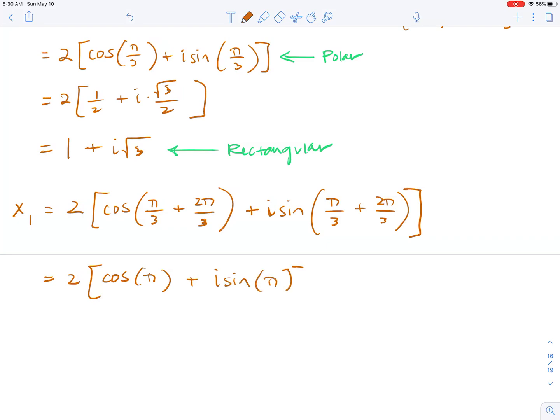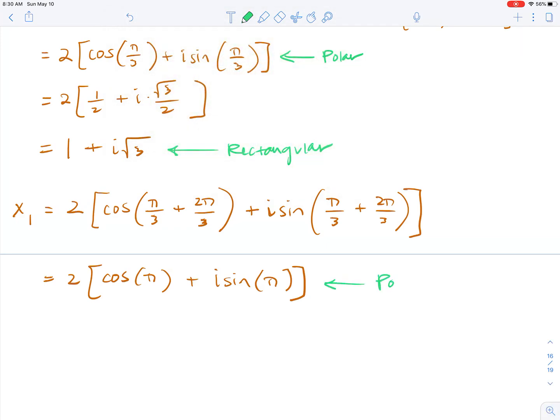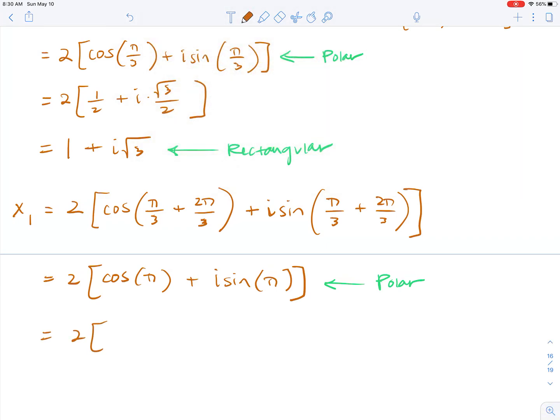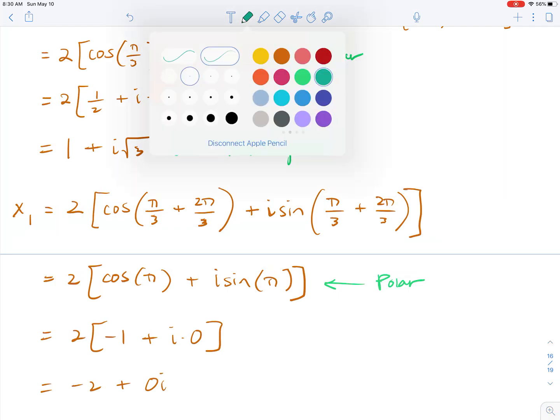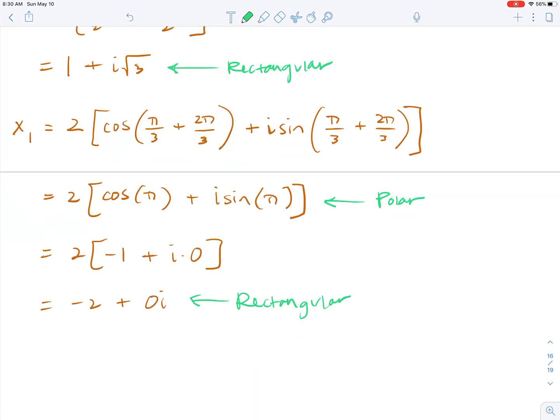Okay, simplify that. Pi over 3 plus 2 pi over 3 is just going to be 3 pi over 3, or pi. So that would be our second solution in polar form. And again, we can simplify here. Cosine of pi is -1. Sine of pi is 0. So we get -2 plus 0i. So that would be the second solution in rectangular form.